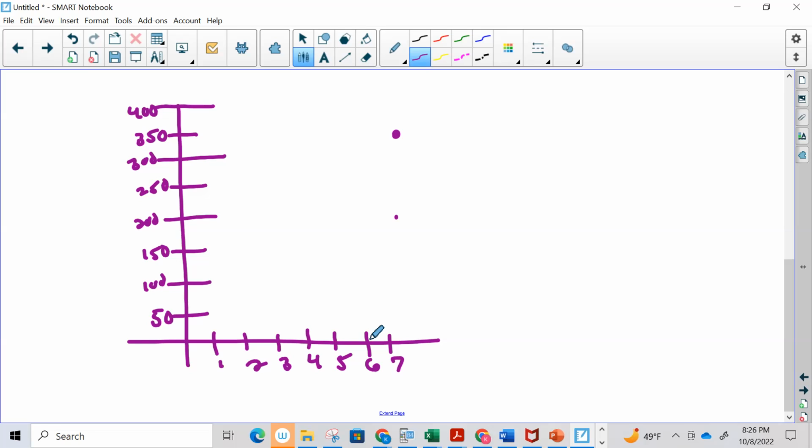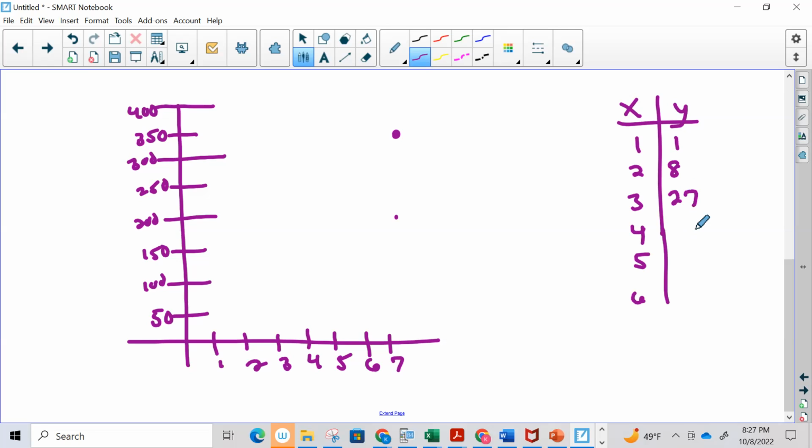So I'm just graphing this function by making a table, x, y, and doing 1, 2, 3, 4, 5, 6. So 1 cubed is 1, 2 cubed is 8, 3 cubed is 27, 4 cubed is 64, 5 cubed is 125, 6 cubed is 216, and 7 cubed, again, is 343. So I need my scale to go up to 343, and then I'm plotting these points.